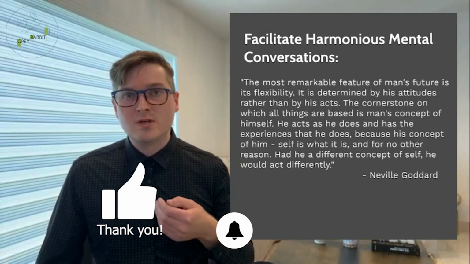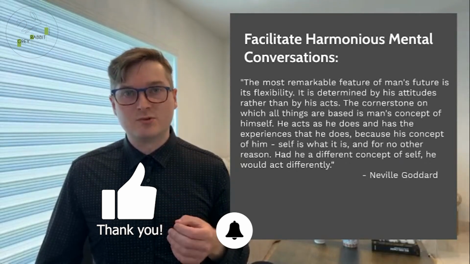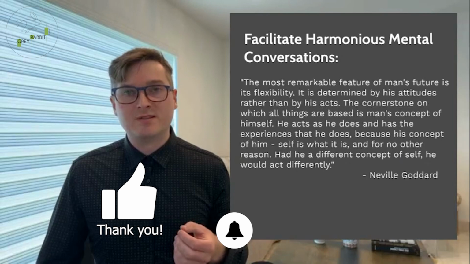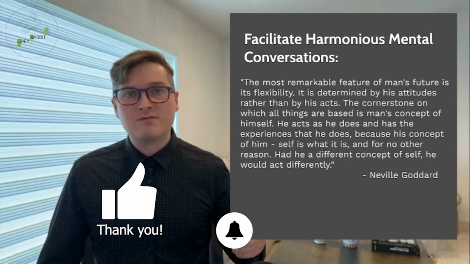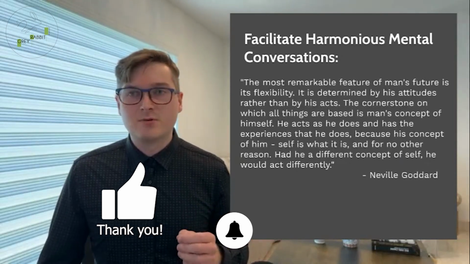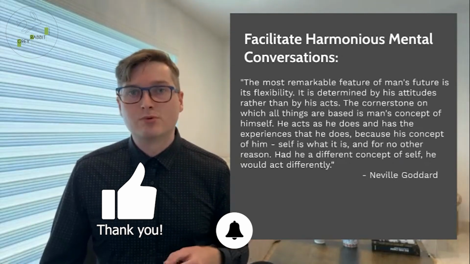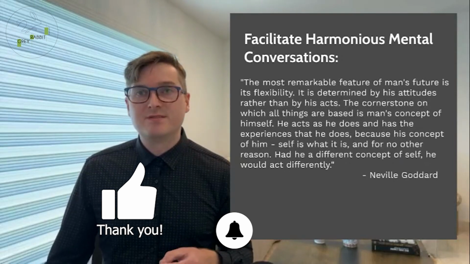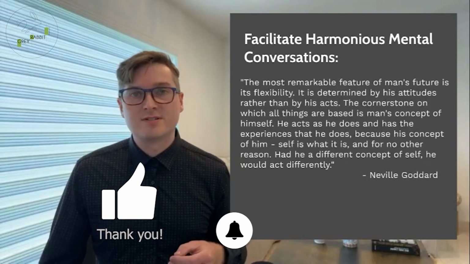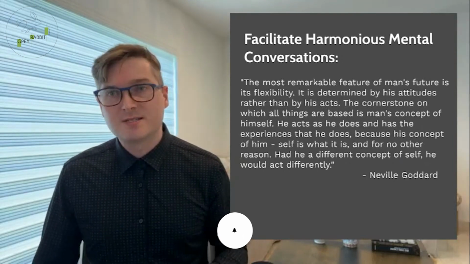We need to assume our success in the future. We need to assume that we will be wealthy in the future, and then we let it all fall into place, right? So this is kind of just talking about how we need to program ourselves, and we need to facilitate harmonious mental conversations in order to accomplish these things.